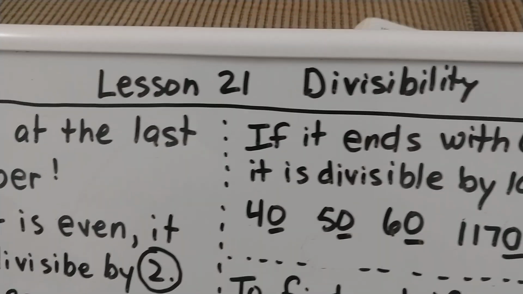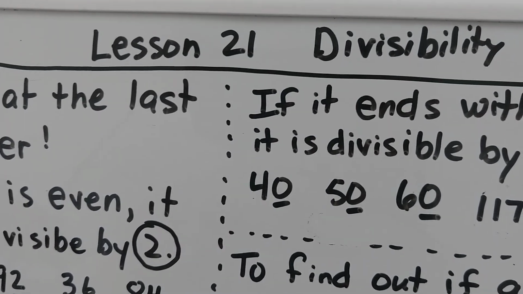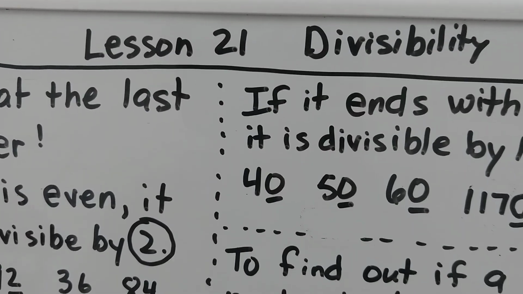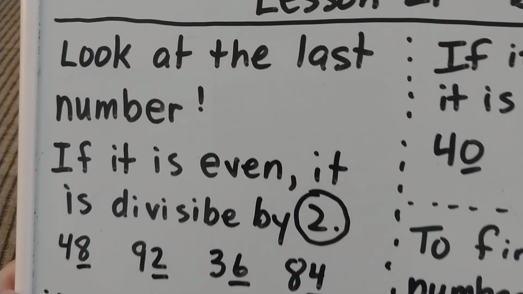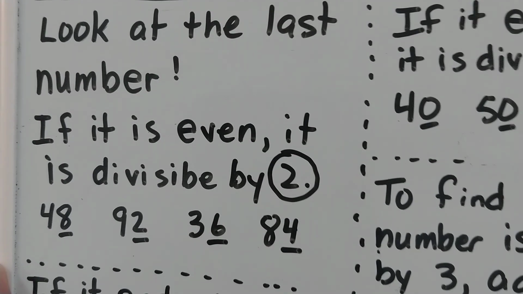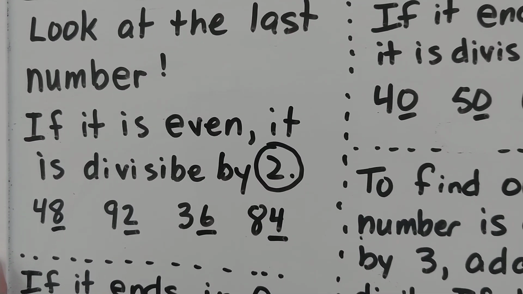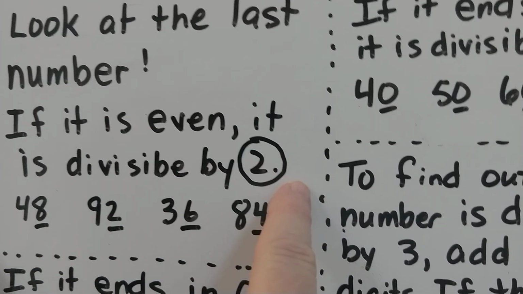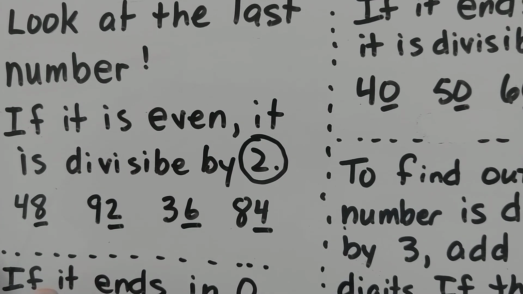Okay, lesson 21 is divisibility. Divisibility just means that a number can evenly divide into another number. There are some tricks to figure out if things are divisible. If you look at the last digit of any number, and it's even, we know that it's divisible by 2.